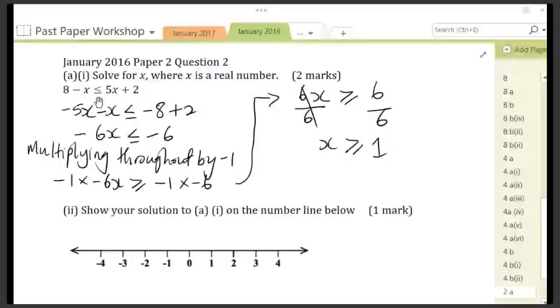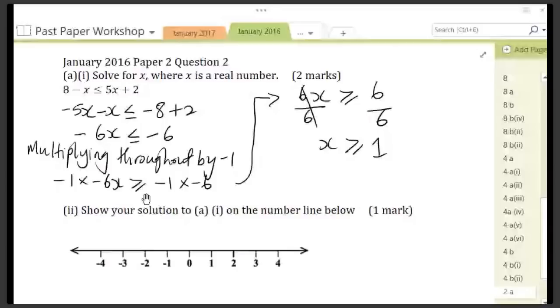Okay, so minus 5 minus x here is minus 6x, and when we take the 8 across, this is minus 8 plus 2, so this becomes minus 6. But we cannot divide an inequality by a negative coefficient, so we have to multiply throughout by minus 1 to make the coefficient positive. So minus 1 multiplied by minus 6x. And remember, when we do that multiplication, we have to reverse the inequality sign. Here it was less than or equal to, here it becomes greater than or equal to.